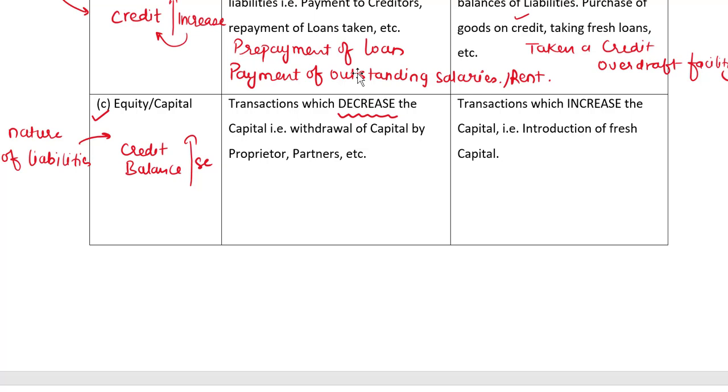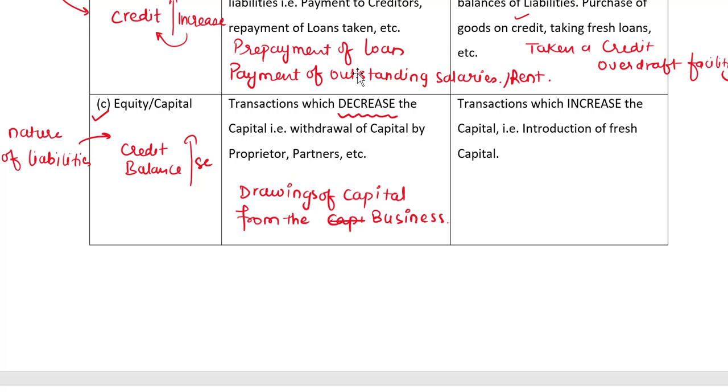Supposing the owner or the proprietor or the partner has withdrawn the capital. Can I write it as drawings of capital? So they had withdrawn the capital from the business. In that case, the equity should be debited. Why? Because there is a considerable decrease, and vice versa, obviously.